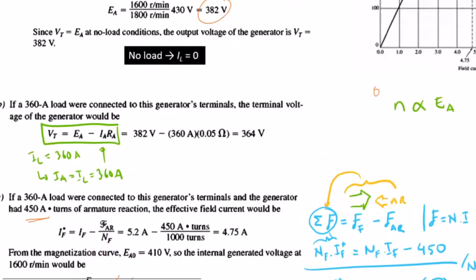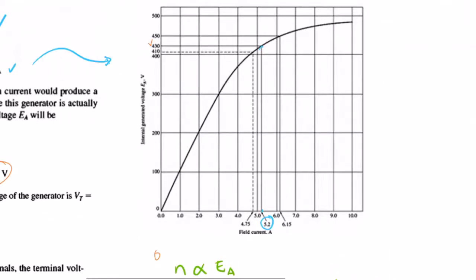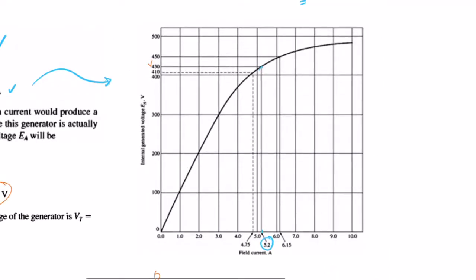So if you use the magnetization curve, 4.75 is this point here, okay? And then you just follow this dashed line. Well, in reality you will not have this line. You need to draw the line by yourself until it intersects with the curve. Then from the intersection point with the curve, you project it to the y-axis.